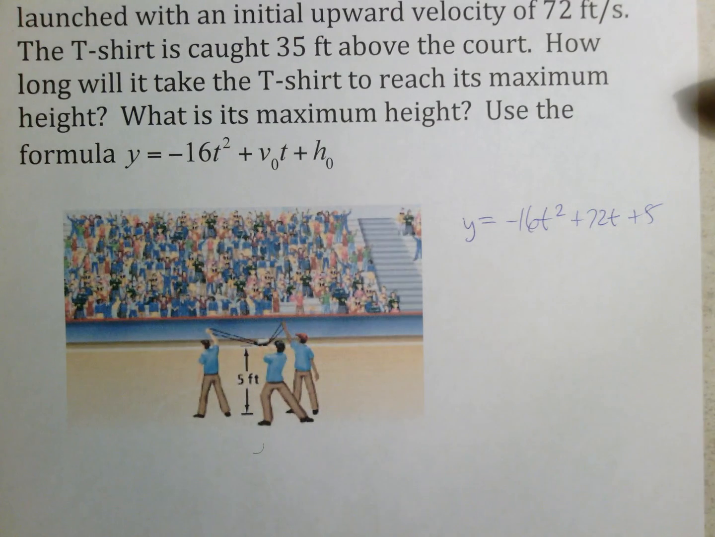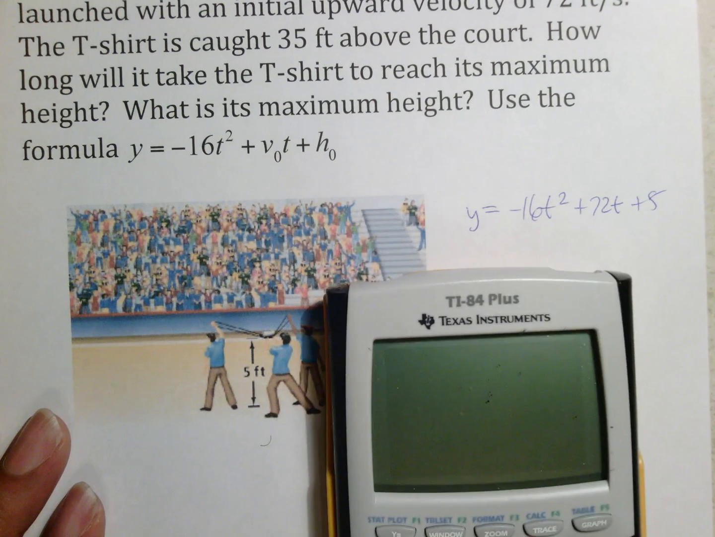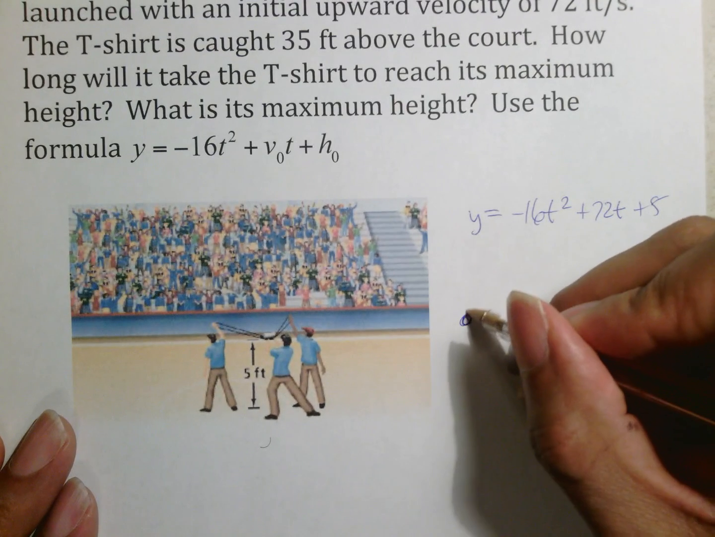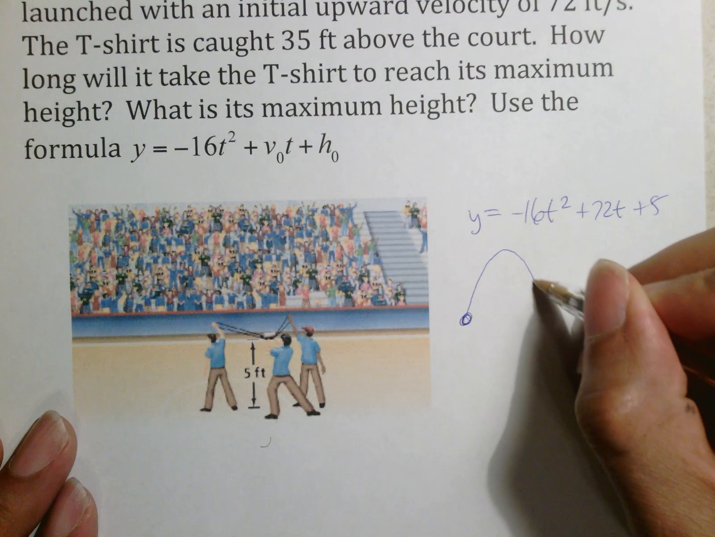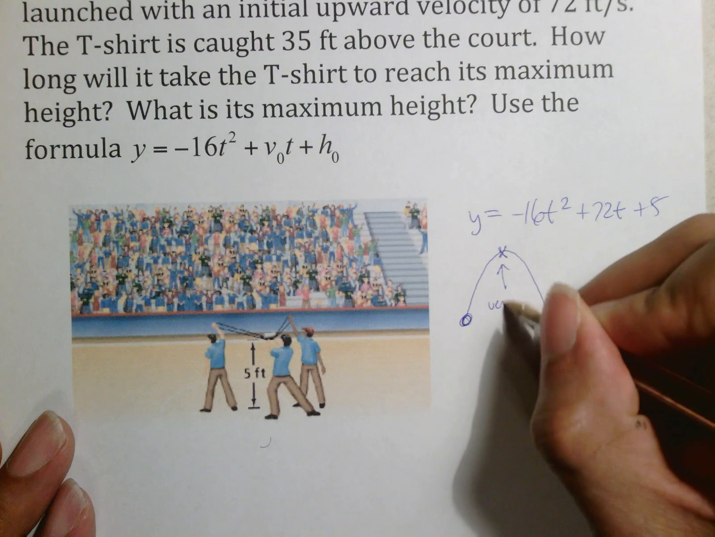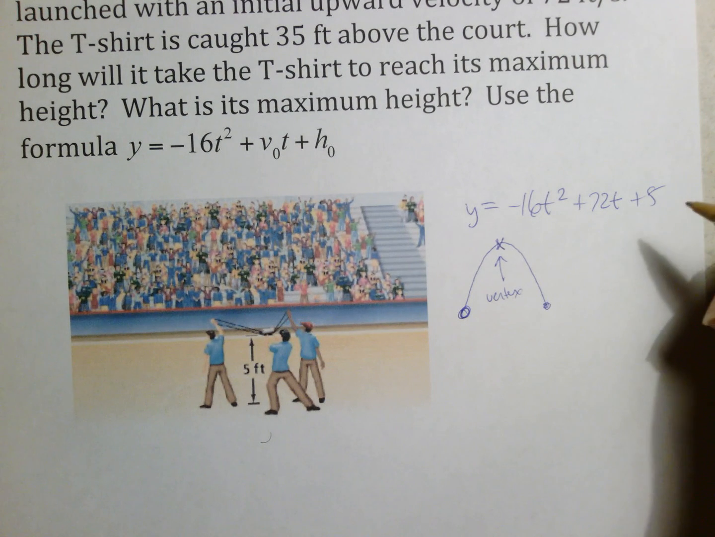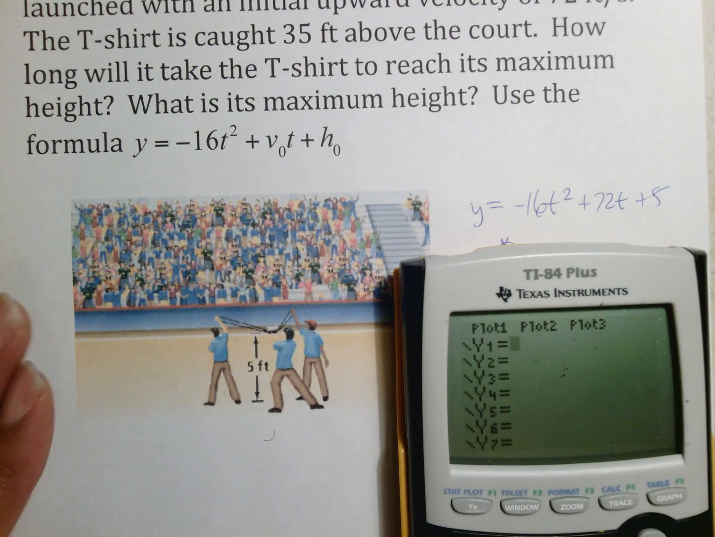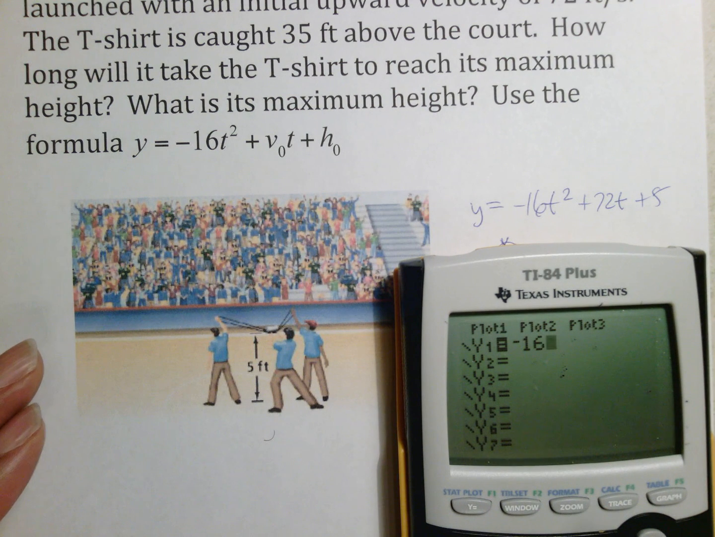The second thing you're going to do is, I would just use the calculator in this case because it wants to know how long it's going to take to reach its maximum height as well as what its maximum height is. Pretty much what happens is the shirt is going to go up, reach its maximum height, and then come back down. Well, the maximum height is found right here, and we know this to be the vertex. So if we can identify the vertex of this graph, then we should be able to answer this question. So I will go to y equals, and then type in my negative 16. Instead of t, just use x squared plus 72x plus 5.